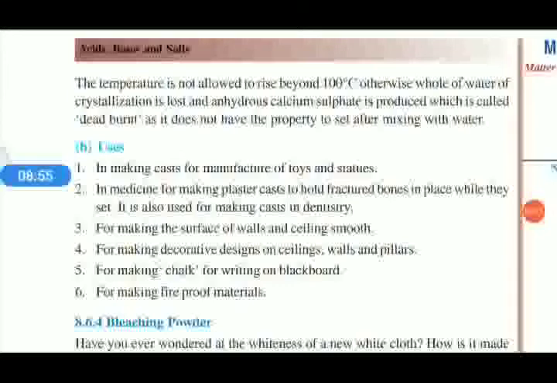If we add water to plaster of Paris, we can make many molds as we like. If it becomes dead burnt, if we add water, it doesn't act like plaster of Paris. Its main uses are in making casts for manufacture of toys and statues, in medicine for making plaster casts to hold fractured bones in place while they set. It is also used for making casts in dentistry.